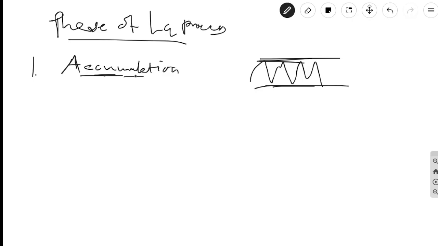Now the second phase, after we gather the buyers and sellers together, is pretty simple. This next phase is actually the process itself, the liquidation process itself, which is the manipulation phase.